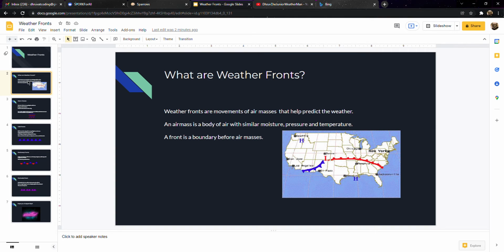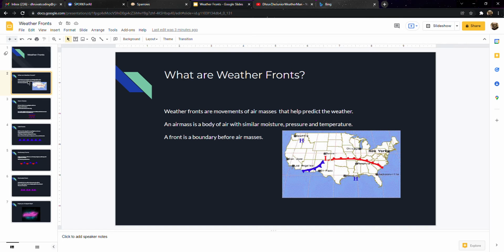So you may be thinking, what are weather fronts exactly? Weather fronts are movements of air masses that help predict the weather. An air mass is a body of air with similar moisture, pressure, and temperature. A front is a boundary between air masses.